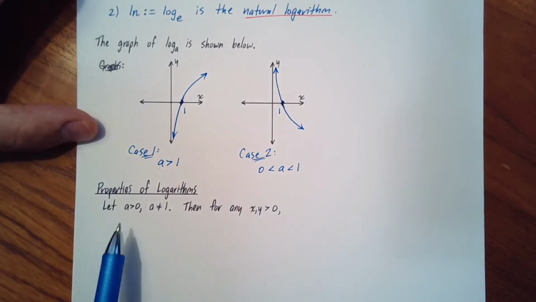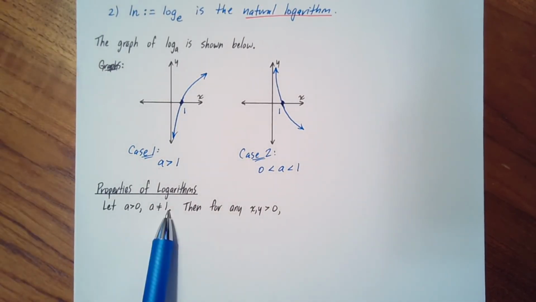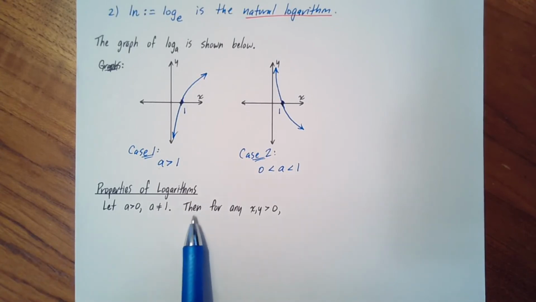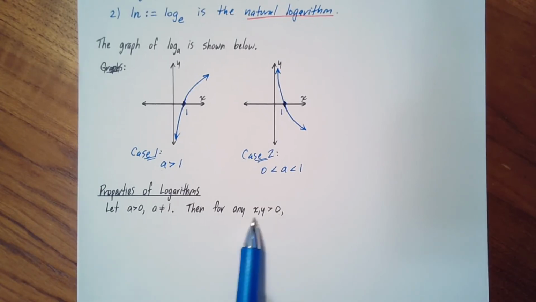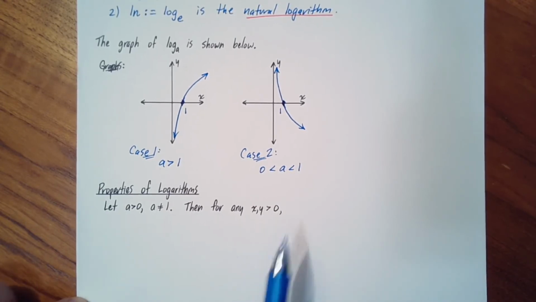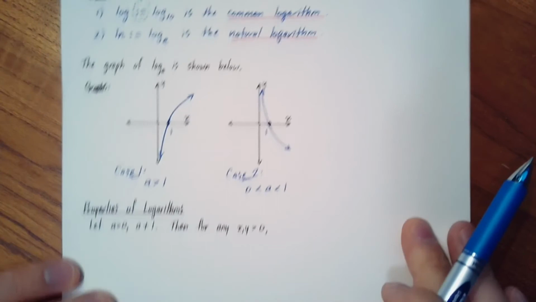So we've got some positive number a that's not equal to 1. We're starting with that in the background again, just a reminder. That's just so that a is a suitable base for a logarithm. And the following 3 properties are true for any positive numbers x and y. Why do we insist that x and y are positive? Just so that they're in the domain of the log, right? Because remember, the domain of any log is all positive numbers.